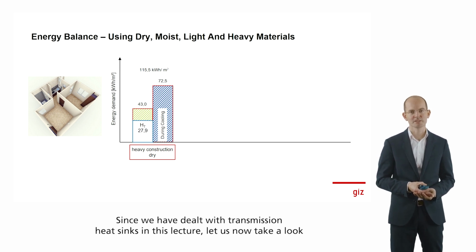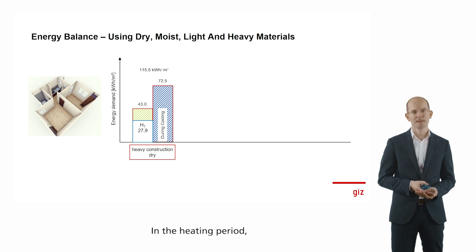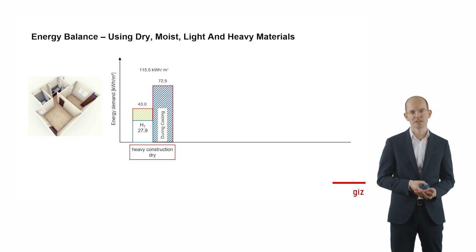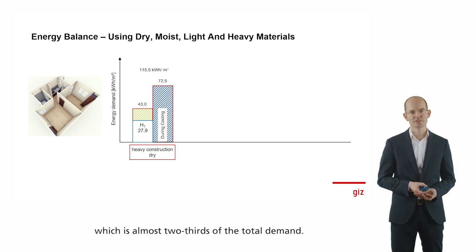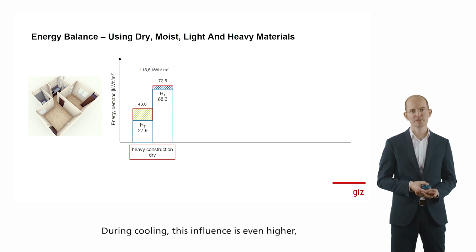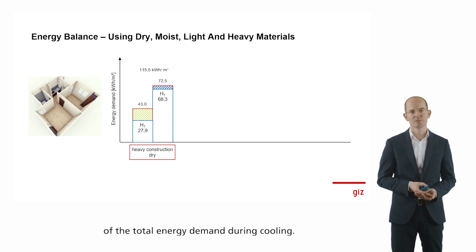Since we have dealt with transmission heat sinks in this lecture, let us now take a look at what proportion of the total requirement these heat sinks take up. In the heating period, heat transmission sinks account for 27.9 kWh per square meter, which is almost 2/3 of the total demand. During cooling, this influence is even higher, so that the HT makes almost 90% of the total energy demand during cooling.